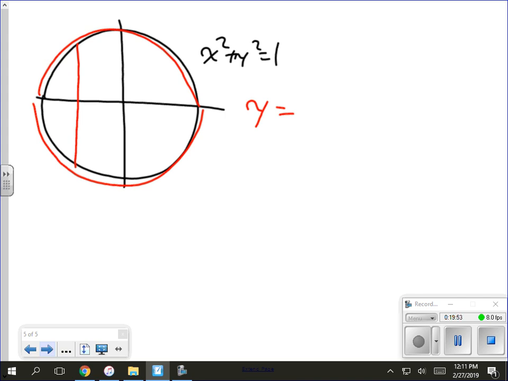Subtract x squared from both sides. Take the square root. Plus or minus the square root of 1 minus x squared. Plus is the upper half, minus is the lower half. Do I really need to have this whole length here? Not necessarily. I could just use this distance here and double it for whatever I have for, let's say, a diameter. If I have a diameter's half, radius is half that distance. It's the same either direction.